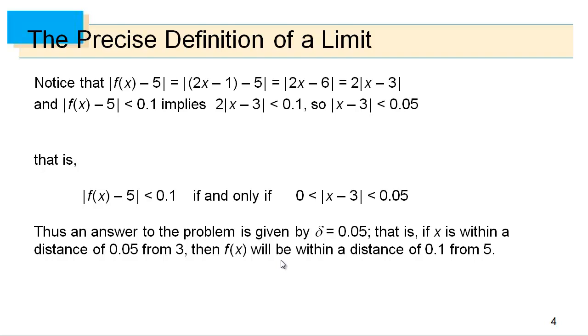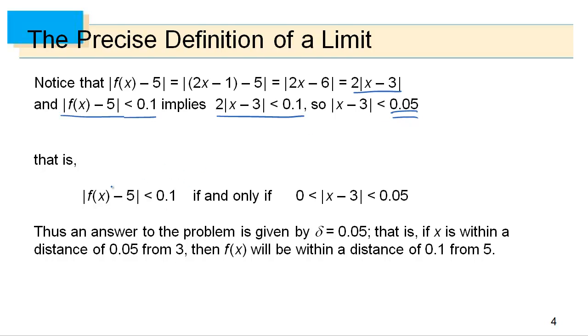And so, when we're saying we want the absolute value of f of x minus 5 to be less than 0.1, by substitution, as we've seen right here, that really means that this stuff is less than 0.1. And then if you divide both sides by 2, you get the absolute value of x minus 3 is less than 0.1 divided by 2, which gives you 0.05.